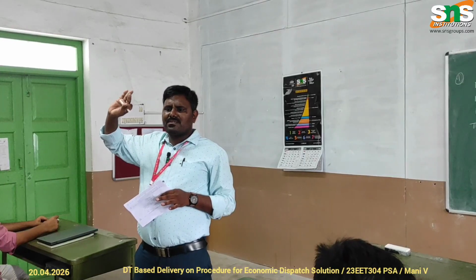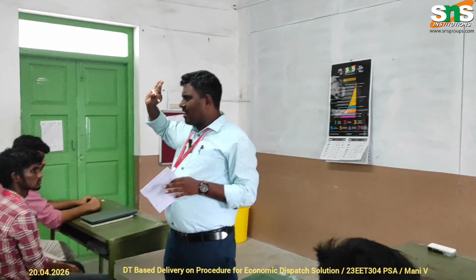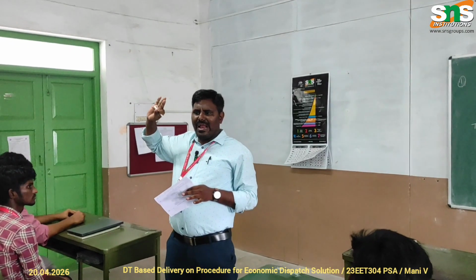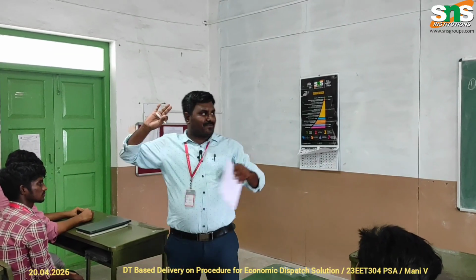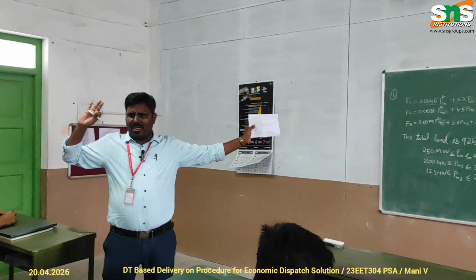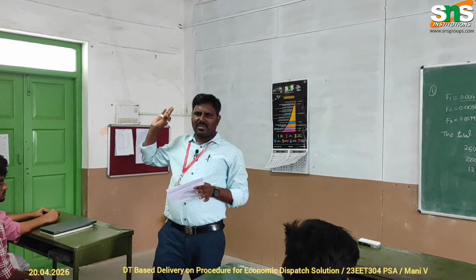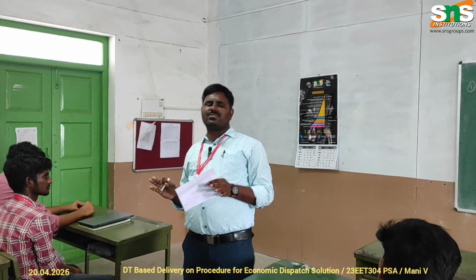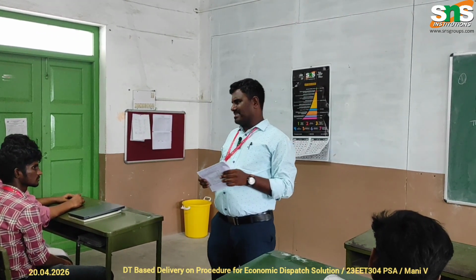Next, we have to check whether the total power generation meets the total demand or not. If everything is satisfied, then the determined values of PG1, PG2, PG3 can be substituted in the fuel cost equations for units 1, 2, and 3, so that we can get the total optimal cost. This is the procedure to solve economic dispatch without transmission losses.